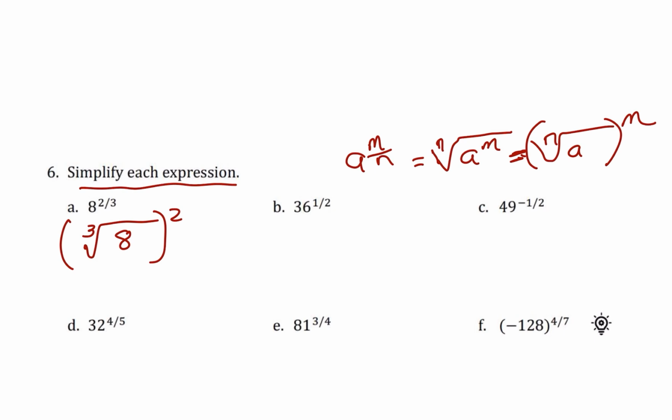So now we're going to start by taking the third root of 8, which we know means what number multiplied by itself 3 times gives us 8, which is 2. So we get 2 to the second, and our final answer is simply 4.